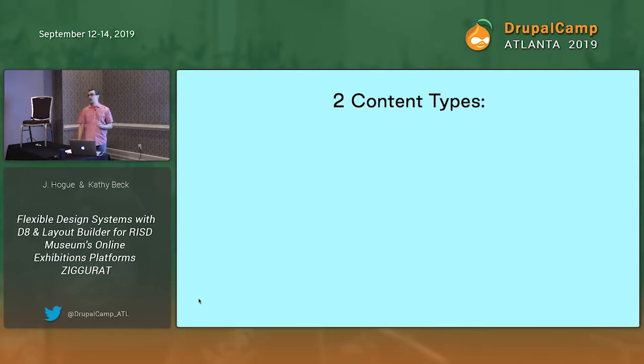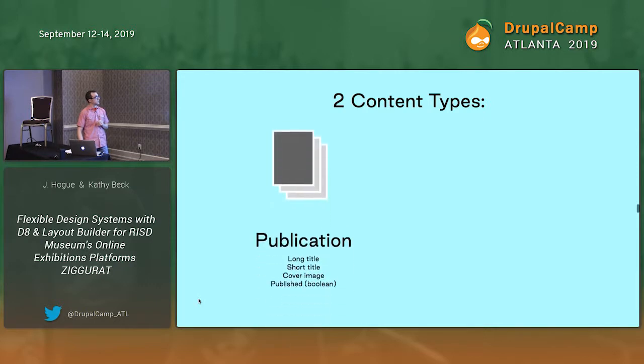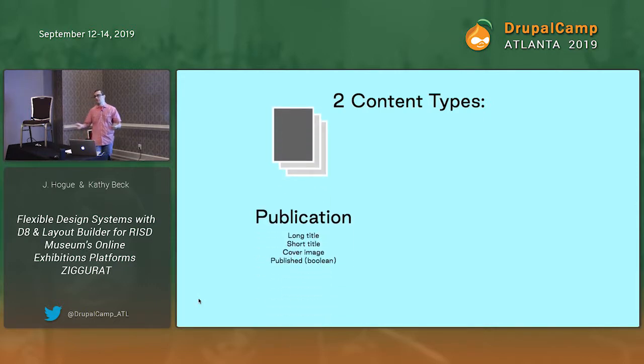So there's only two content types. This is a pretty simple publication platform again. There's a publication, which to use the book paradigm is our book cover, right? It's got a long title, it's got a short title, it's got a cover image, it's published or not published. There's not that many fields to that content type.